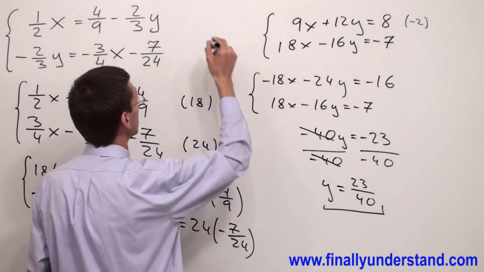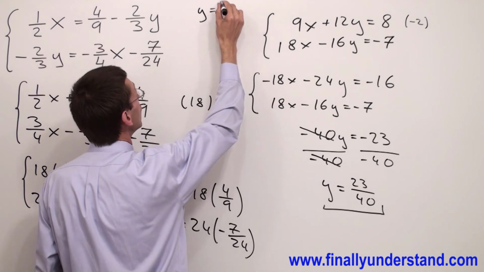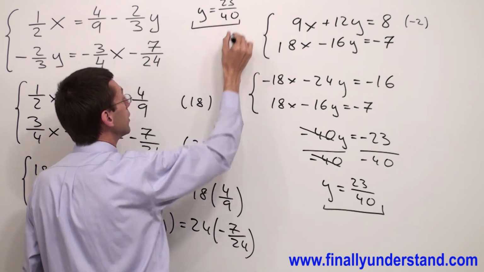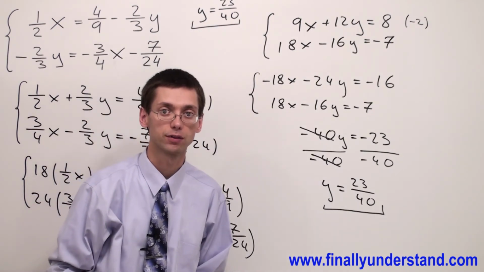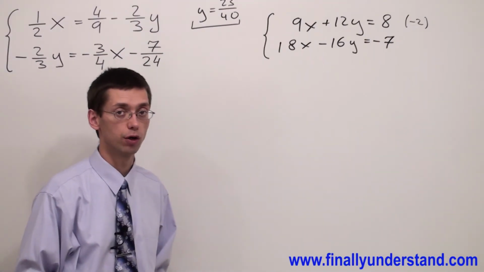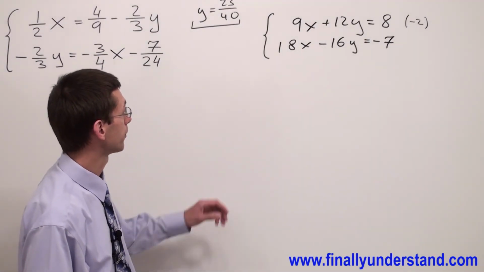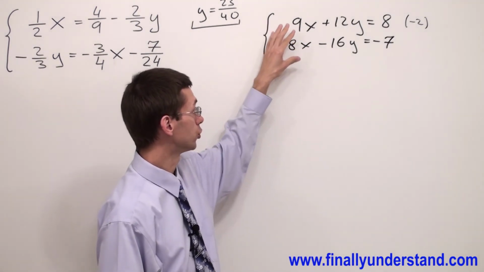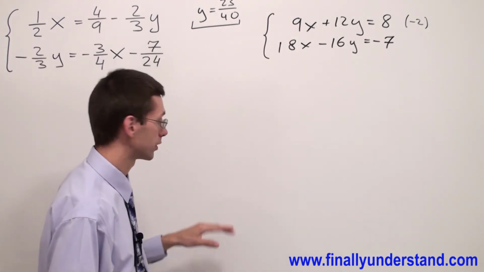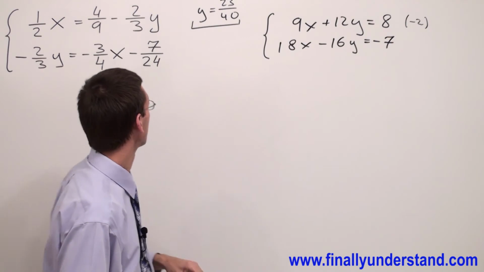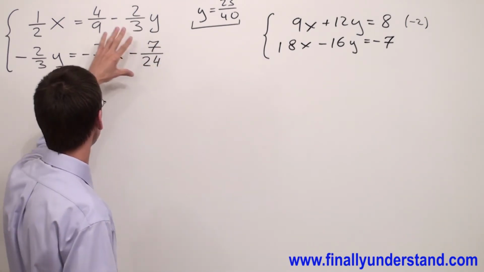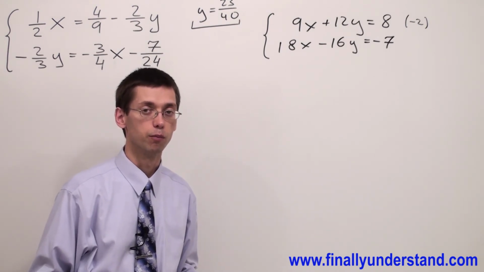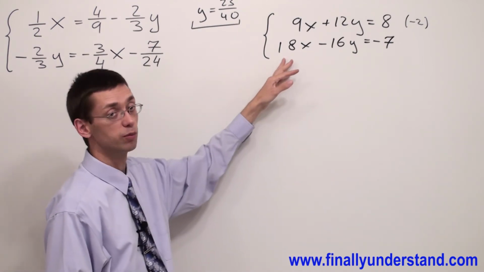So let me write this down over here. y is equal to 23 over 40. Now we are going to find the value of x. We can find the value of x by using one of the simplified equations. Please notice that I left these two equations, and I erased everything else, just to show you that you can use one of these, or you can use one of these, of course, but dealing with fractions is going to take a little bit more time. That's why I prefer to use the simplified equations.